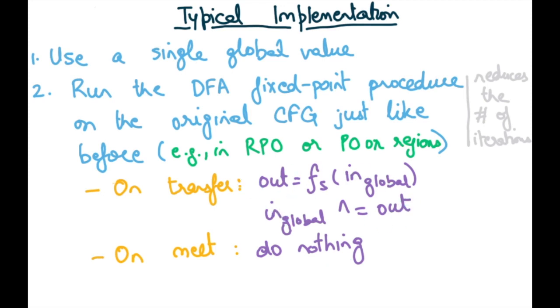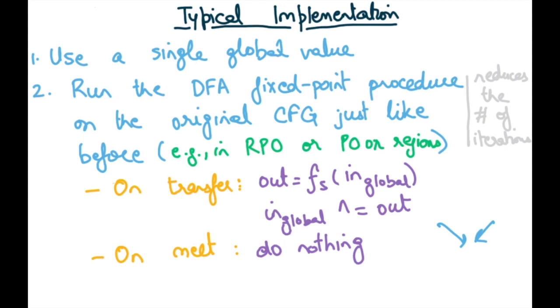So whenever I go across a statement, I transfer across that statement and eagerly meet with the global value. So on every statement, irrespective of whether it's a meet point or not, after transferring across every statement, I meet with the global value. And which also means that when there's an actual meet in the control flow graph, I don't really need to do anything, because I don't really care about the control flow graph structure in the flow insensitive analysis. And this is a typical implementation.